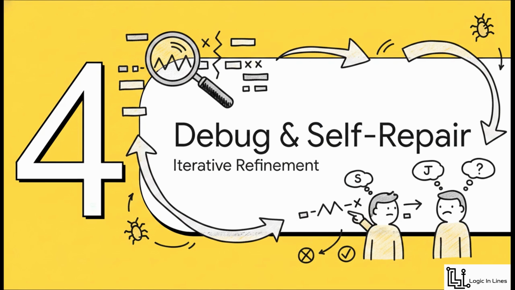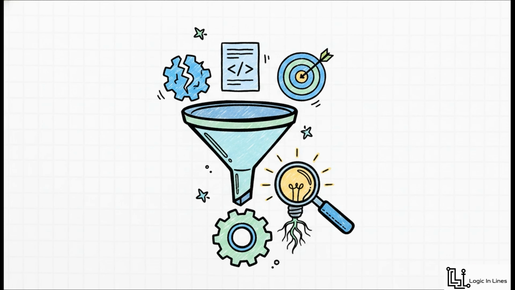All right, let's shift gears into section 4, debugging and self-repair. So when your code inevitably breaks, you need a highly specific debugging formula. Here's what you do. You provide the problem, the exact error message, the code itself, and the expected result.